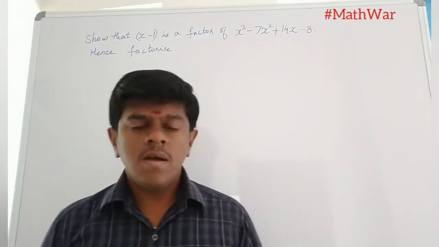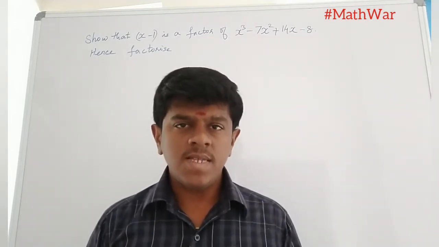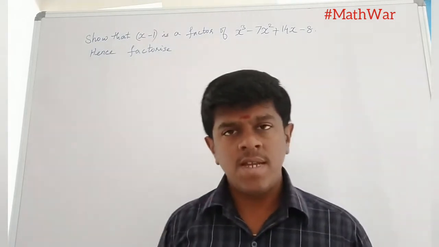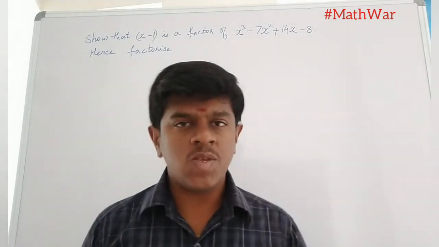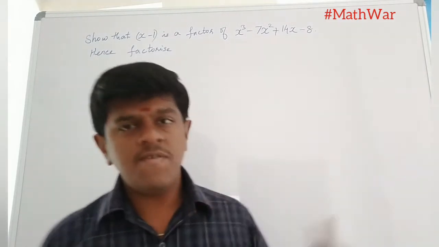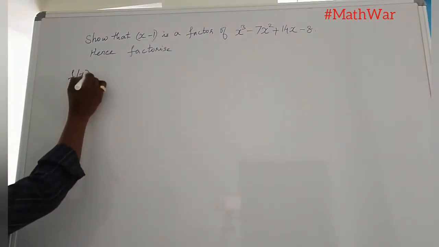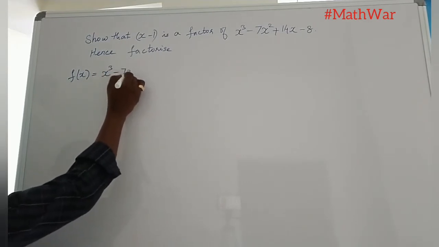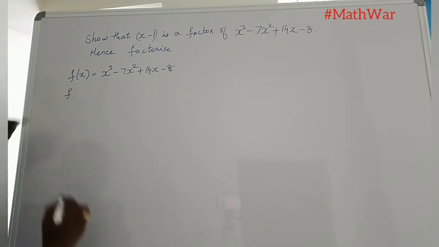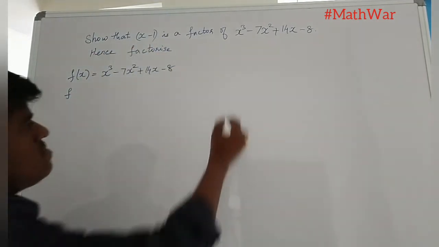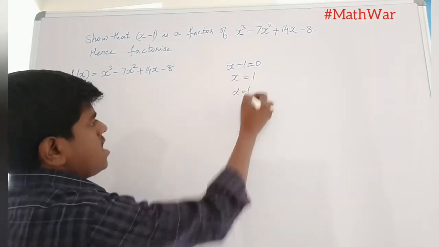of x. Next question is, show that x minus 1 is a factor of x cube minus 7x square plus 14x minus 8. Hence factorize it completely. So first we will show that x minus 1 is a factor of the f of x, then we will factorize the full thing. Now see here, f of x is equal to x cube minus 7x square plus 14x minus 8, and we want to show x minus 1 is a factor. That means x minus 1 you should equate it to 0, x is equal to 1, that means alpha is equal to 1.